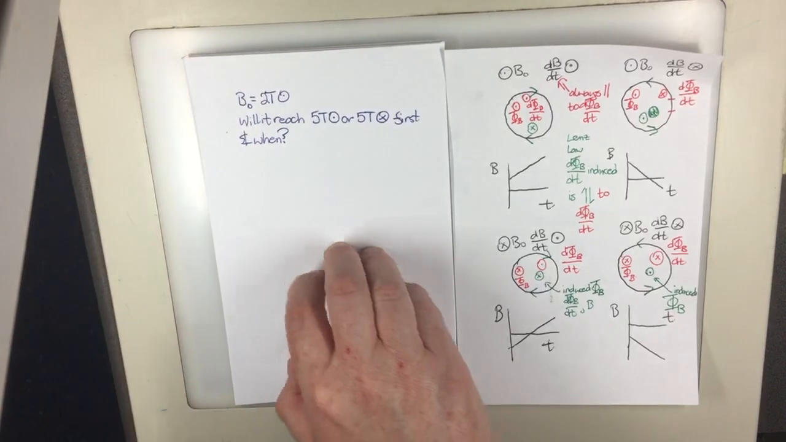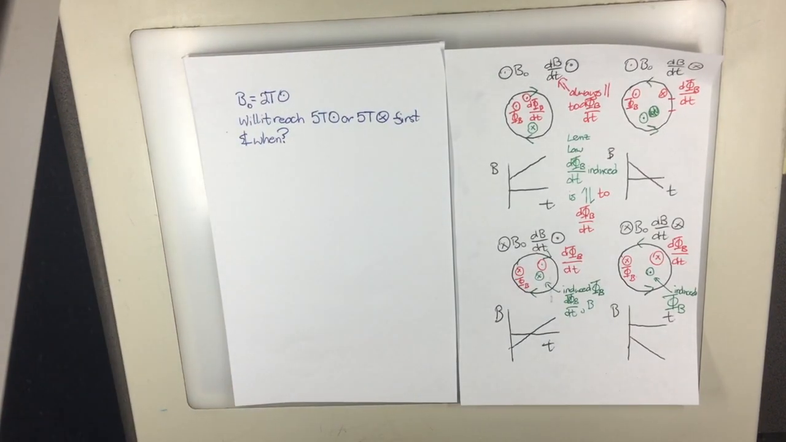Let me set it up. So we've got this external B field. It's 2 Tesla coming out of the page. I want to know, is this B field going to go to 5 Tesla out or 5 Tesla in? And how long is it going to take?